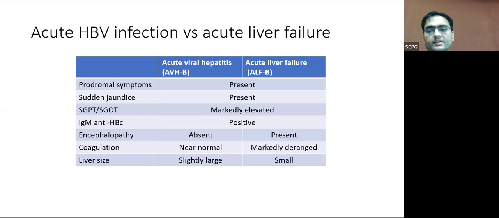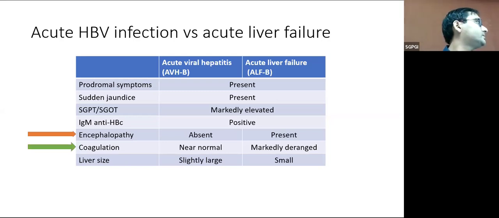But where we can differentiate, as already told, is first the presence of encephalopathy. Any grade of hepatic encephalopathy, we should think in the line that the patient is progressing into acute liver failure. Presence of coagulopathy, that is INR more than 1.5, also points that the patient is progressing toward acute liver failure. And third is the liver size.